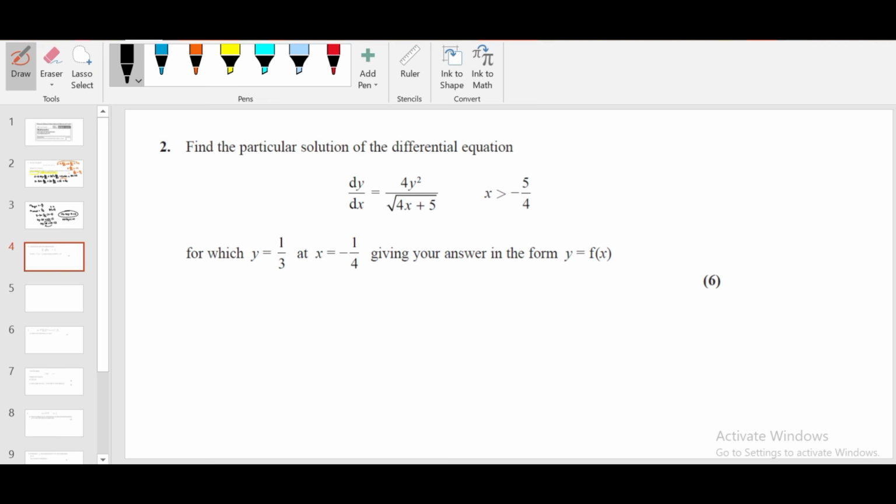Question number 2, solving a differential equation. Find the particular solution of the differential equation, and we have these boundary conditions. So first, the method we are going to apply here is called separating the variables. So you have to separate x and dx to one side, y's and dy to one side. So bring the 4y square this side, it becomes divided by 4y square, and dx to the other side.